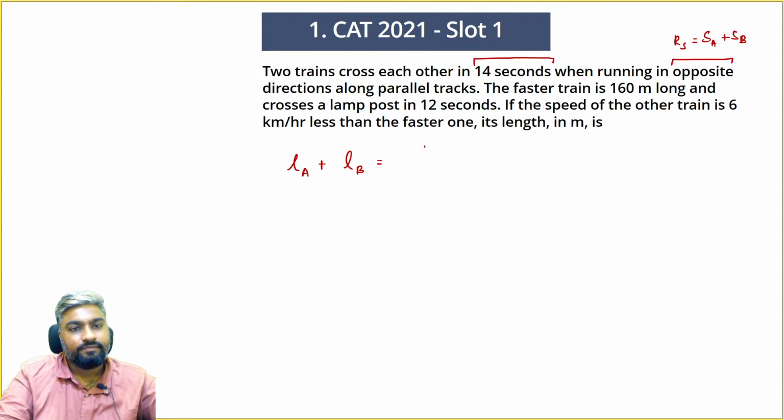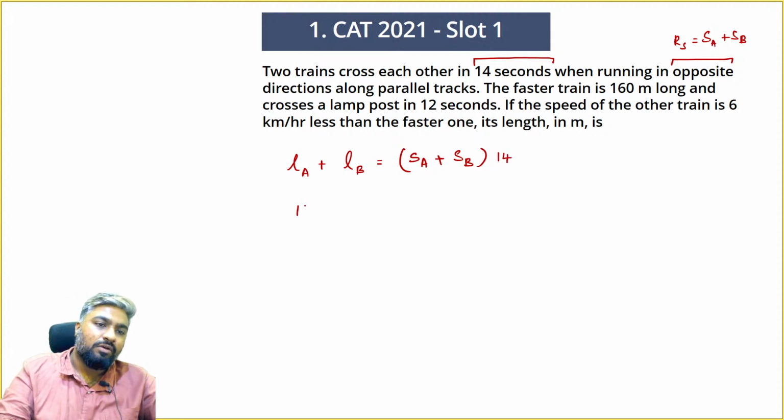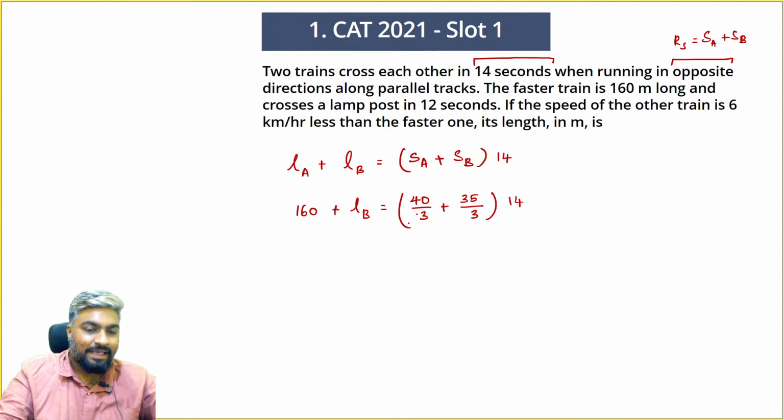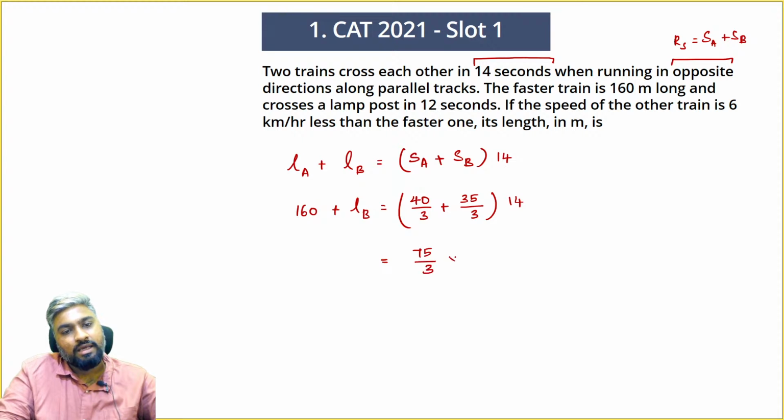40 by 3. Let's write this down. Speed of A plus speed of B into the time taken. Time taken is 14 seconds here. Length of A I know is 160. So 160 plus length of B is going to be what? SA plus SB, which is 40 by 3 plus 35 by 3 into 14. Make sense? This adds up to what? 75 by 3 into 14.